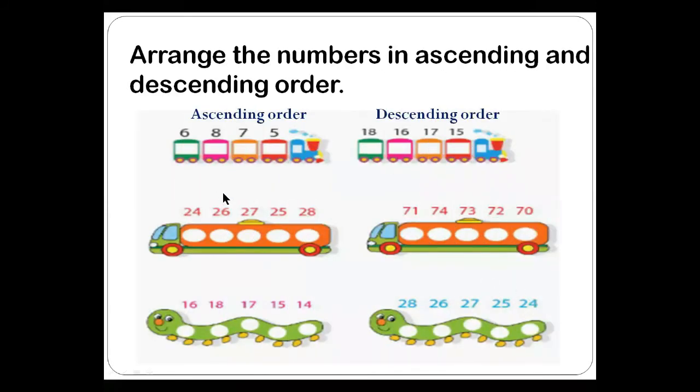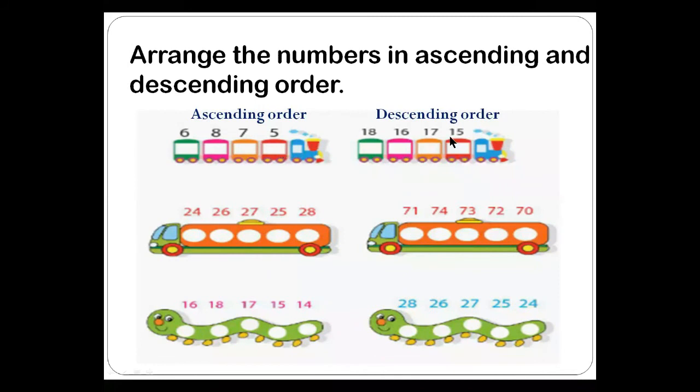Now here we have to arrange the numbers in ascending order and descending order. Okay, in the first row we will complete the ascending order. In the second row we will do the descending order. I am just solving only one. You have to solve all the things yourself. Okay, see the first one, we have the numbers 6, 8, 7, 5.